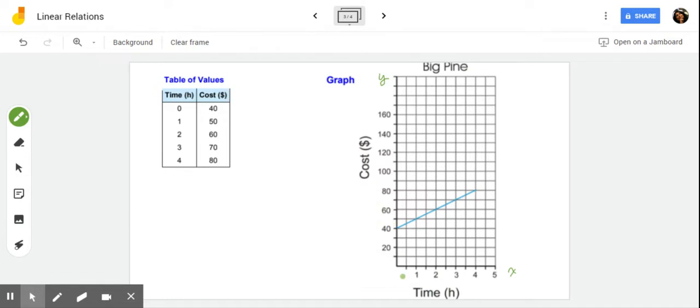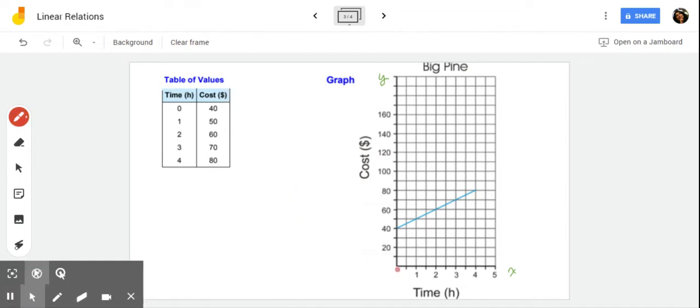When you make a graph, you want your scale to be even. So we are starting at 0, 1, 2, 3, 4, 5, and spreading it out evenly. Same thing with our scale for our y-axis. Make sure you're going up by the same amount each time. So starting at 0, we're going up by 10, 20, 30, 40, 50, 60, 70, 80, 90, 100, etc. Okay, so now all we have to do is just plot these points.